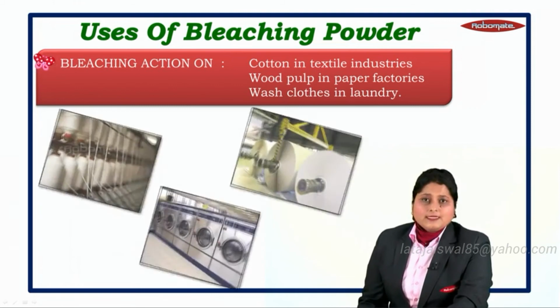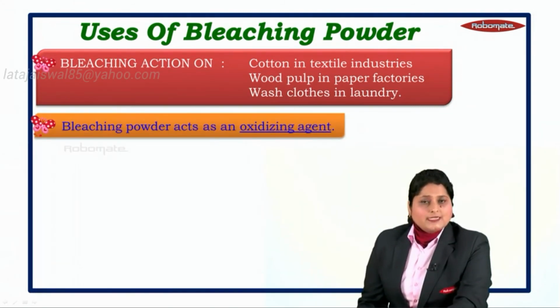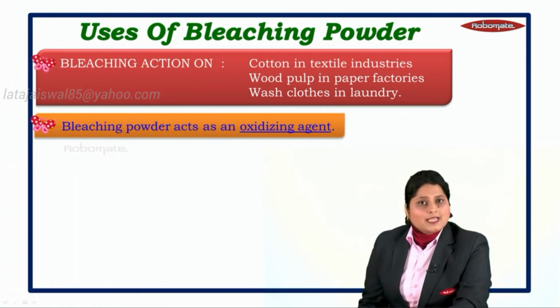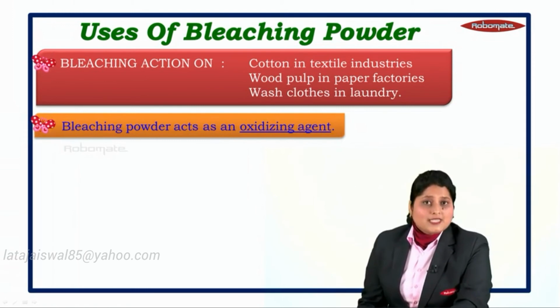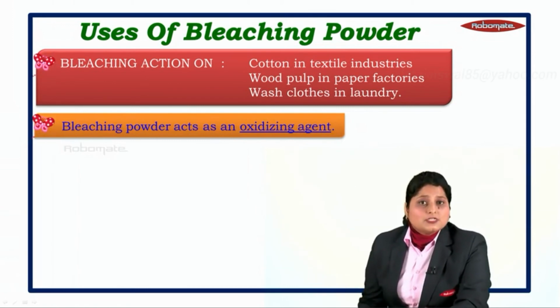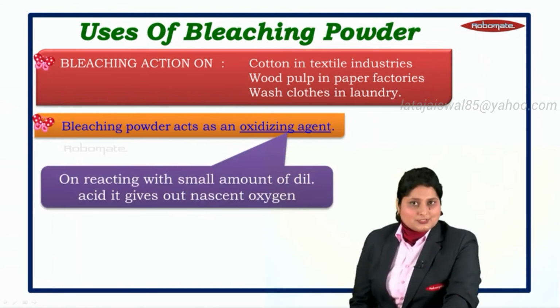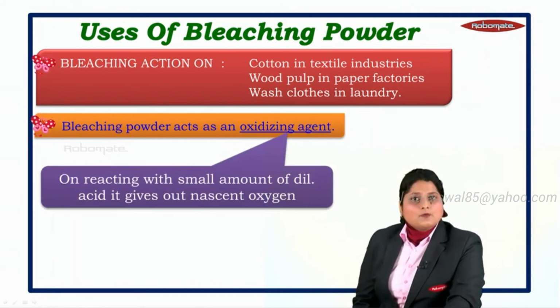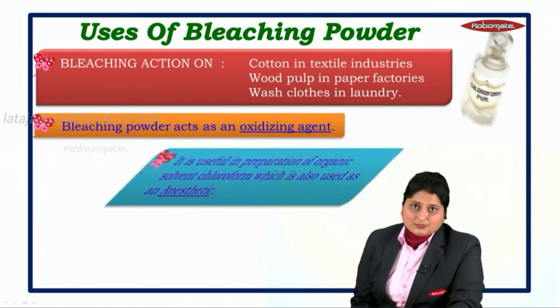powder. The next most important use of bleaching powder is as an oxidizing agent, because the compound has the molecular formula CaOCl2 and it gives oxygen, and therefore it is called a very good oxidizing agent. On reacting with a small amount of dilute acid, it gives out nascent oxygen, therefore it is called a very good oxidizing agent.